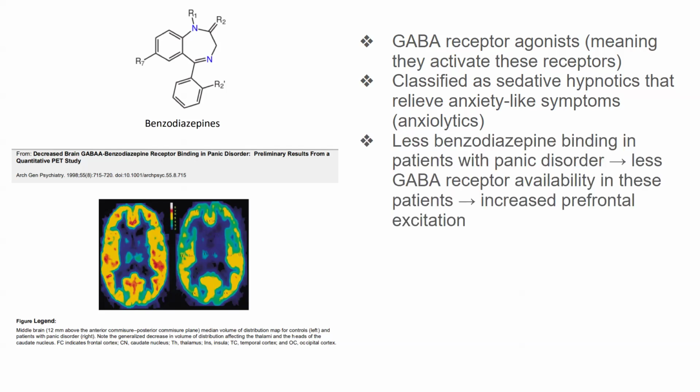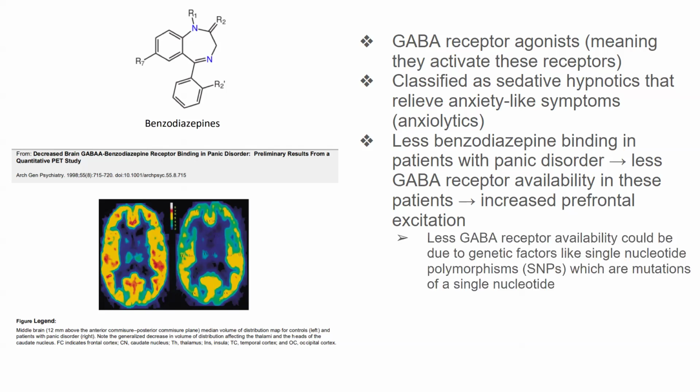Something that scientists had seen in patients with panic disorders is that they had less benzo binding in their brains. This is because they had less GABA receptor availability in their brains. Researchers think patients with panic disorder have lower levels of GABA receptor availability due to genetic reasons. For example, scientists believe that in the gene that encodes for GABA receptors, there could be something called a single nucleotide polymorphism, which is just a single mutation of a nucleotide on a sequence in your chromosome. Because of these genetic changes in people with panic disorder, they have less GABA receptor availability. And these decreased GABA receptor levels are associated with increased prefrontal excitation in these patients.